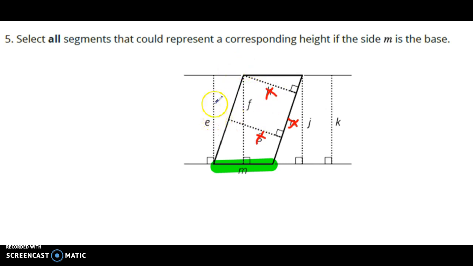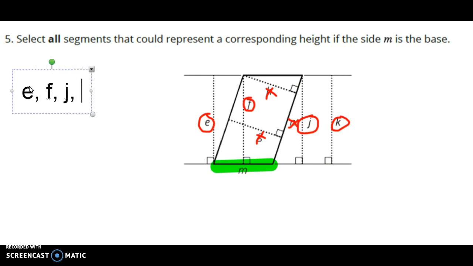So I'm left with E, which goes all the way up to the top of my shape and is at a right angle from my base. That's one correct answer. F is at a right angle from my base and goes all the way up to the top. J is at a right angle from my base and goes all the way up to the top. K is at a right angle from my base and goes all the way up to the top. So my answers are E, F, J, and K.